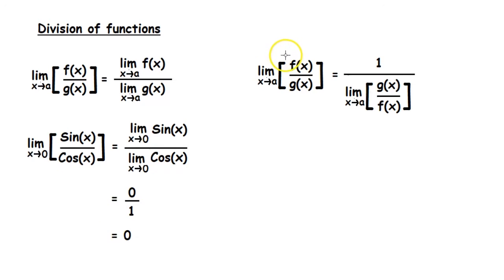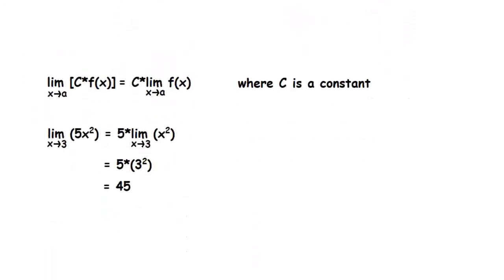There is another way of evaluating quotients. Depending on the question, this property will become of good use. So this is that the limit of f of x divided by g of x as x tends to a can be written as 1 over the limit of g of x divided by f of x as x tends to a. We will see this in our following videos where it will be very useful. So now let's go to the next property.